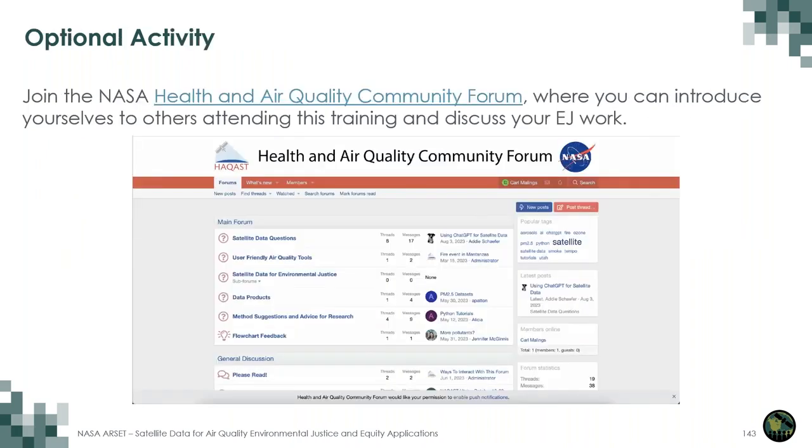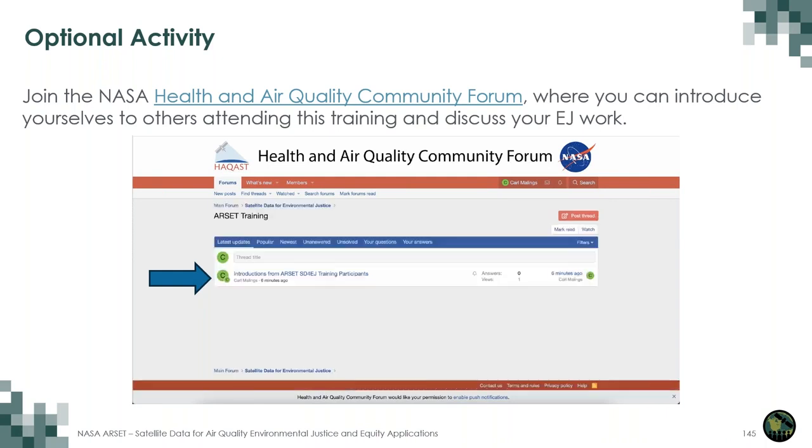Between now and then, we'd like to encourage attendees to sign up for the NASA Health and Air Quality Community Forum, which is shown on the slide here. This is a community forum where people working on the use of satellite data for health and air quality applications can share their ideas and ask experts, including HAQAST members, for help. We've created a topic on this forum specifically related to the use of satellite data for environmental justice, as well as a subtopic specific to this training.